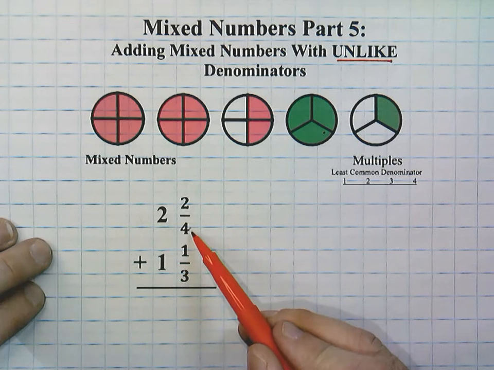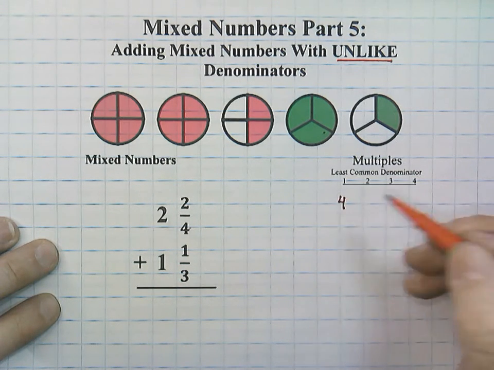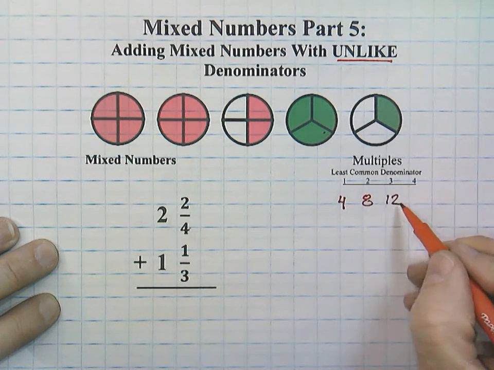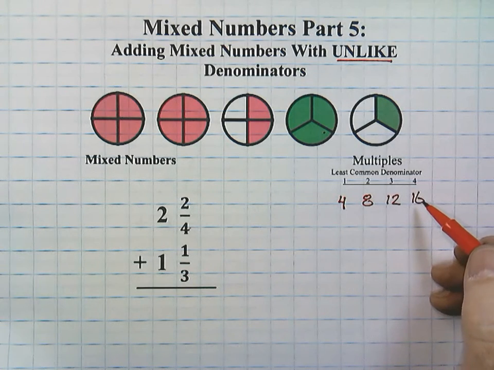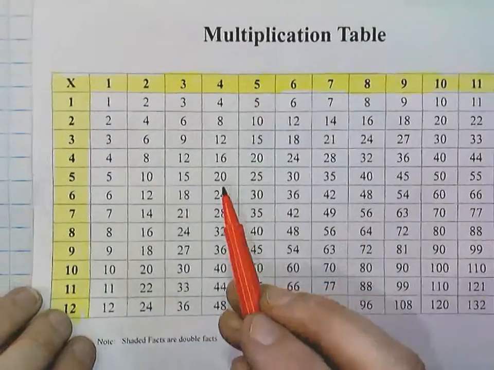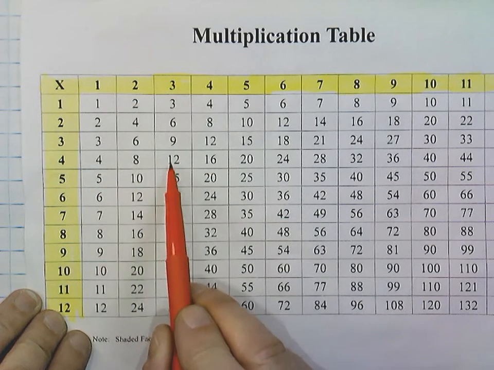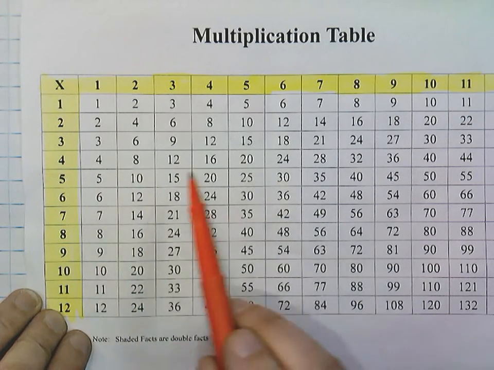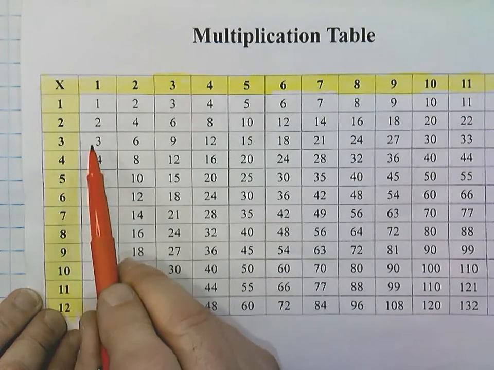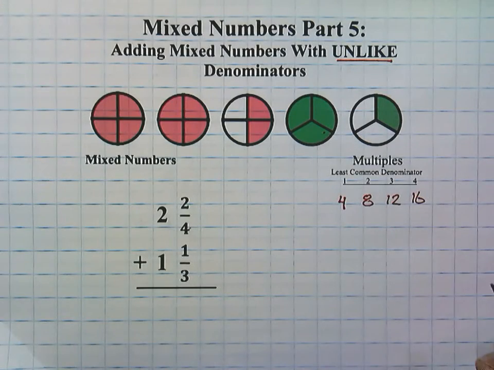So for example, multiples of 4 would be 4, 8, 12, and 16. I'll show you where I got those. Multiples of 4: 4, 8, 12, 16. It's always a good idea to memorize your multiplication facts. Multiples of our thirds, or our 3, would be 3, 6, 9, 12. I usually just do about 4 to get started.